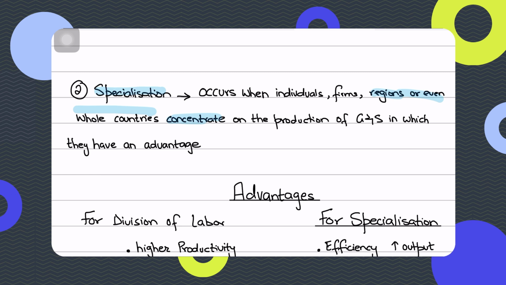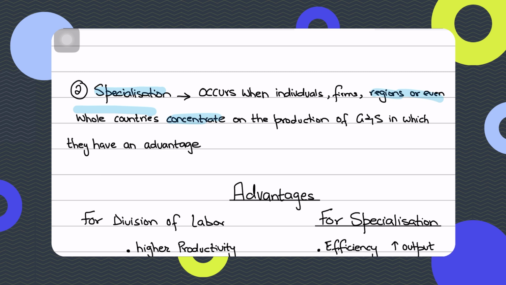Now, later on, when you study the chapter of international trade, you will learn something known as absolute and comparative advantage. Countries specialize in what they have an absolute and comparative advantage in, and at this point we do not need to know what absolute and comparative advantage is. For now, you can only understand that firms, regions, or even whole countries would concentrate on the production of those goods in which they have a certain advantage, right? In simple words, they are best at what they are doing.